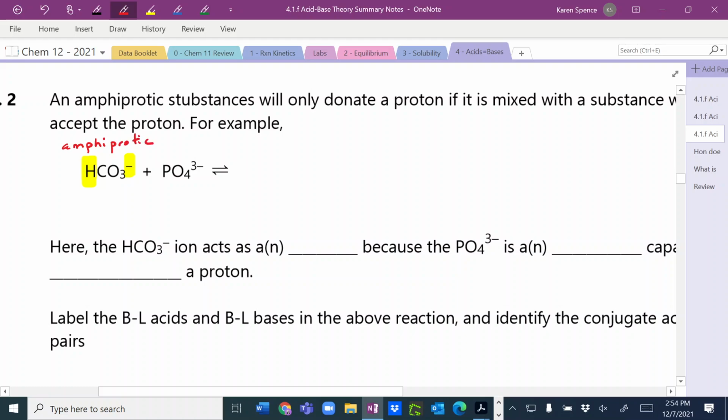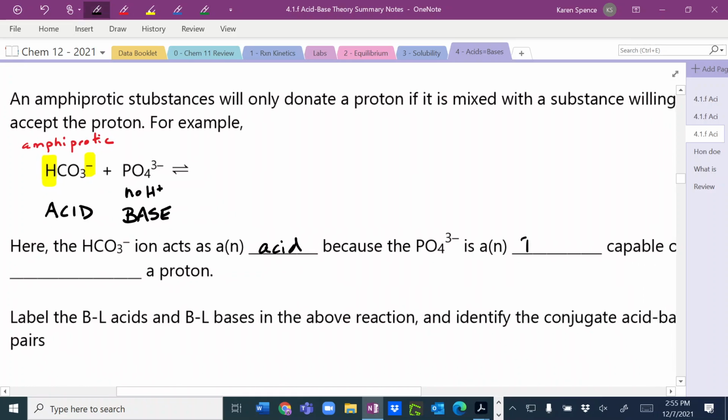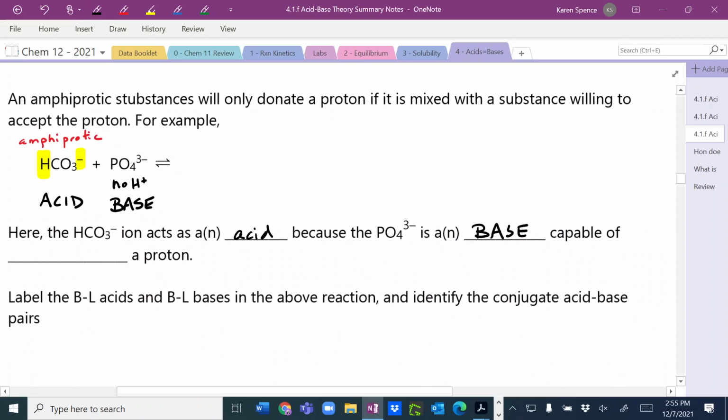So how do I know what it is going to do when it gets together with phosphate? It's going to act as either an acid or a base, but which one will it do? Acid, why? It has a hydrogen, and more importantly, PO4 doesn't have a hydrogen. So PO4 3- has no H+, therefore it has to be the base, and if it's the base, then HCO3- must be the acid. So here, HCO3- acts as an acid because PO4 3- is a base capable of accepting a proton.